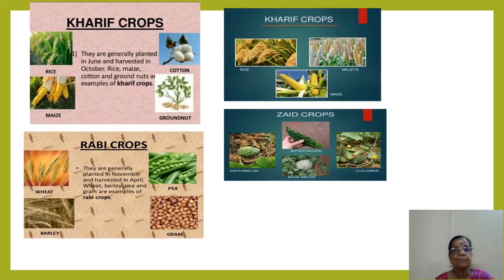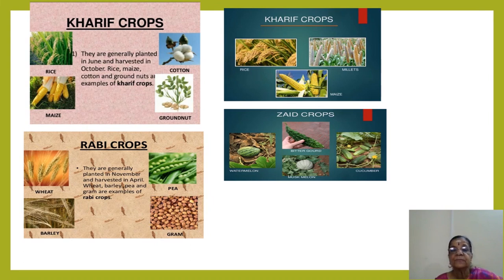The next one, the same thing, I have given a separate example. Kharif crop planted in June, harvested in October. Rice, maize, cotton. Don't study without looking at this book, you must have memorized this. Okay? Maize, rice, maize, cotton, groundnut. Kharif crop examples. Rabi crop example, wheat, barley, pea and gram. Zaid: watermelon, beetroot, bitter gourd, then cucumber, and muskmelon. I hope you understand this.